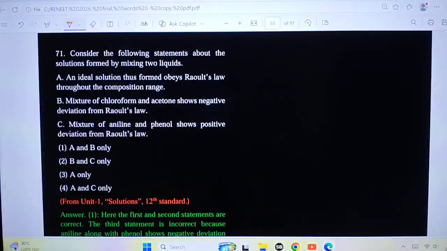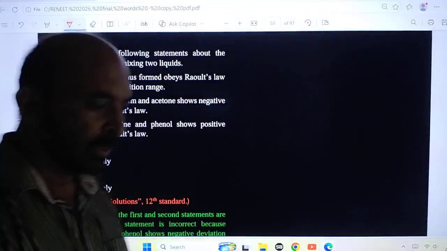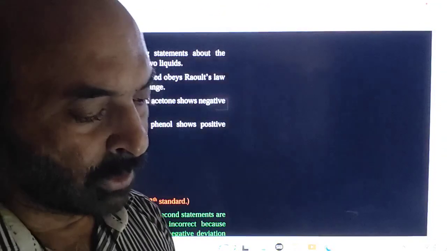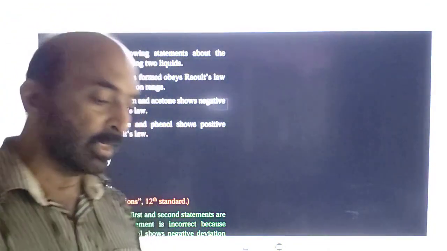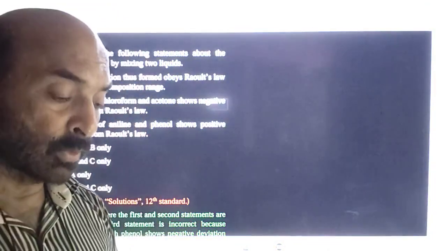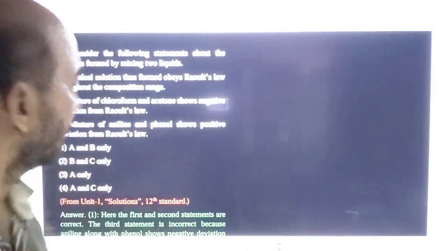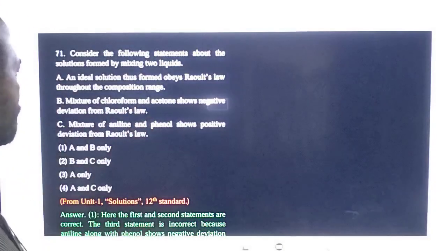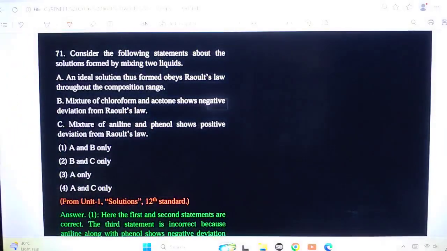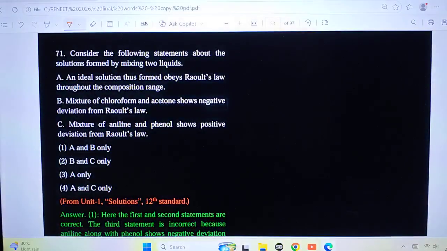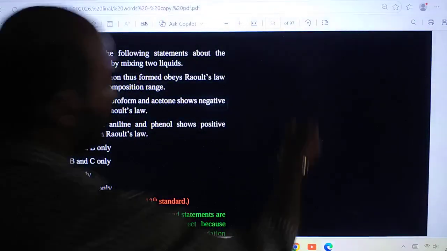Consider the following statements about solutions formed by mixing two liquids. An ideal solution thus formed obeys Raoult's law throughout the composition range. That is correct. Yes, a mixture of two liquids can be said to be an ideal solution provided they obey Raoult's law throughout the range of mixing. Okay. A mixture of chloroform and acetone shows negative deviation from Raoult's law. Yeah, correct.